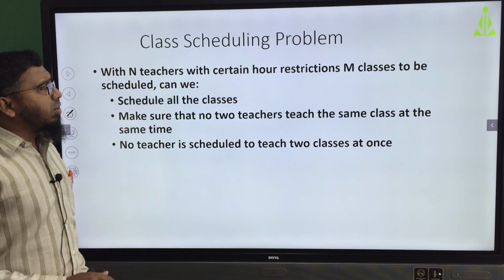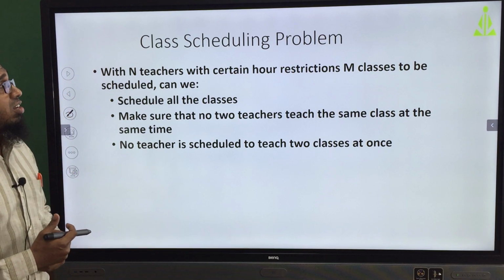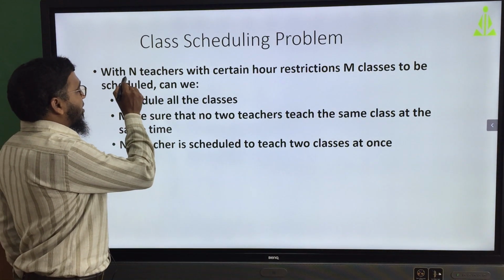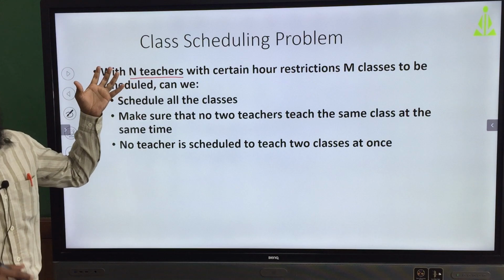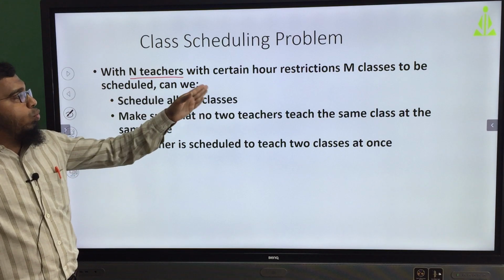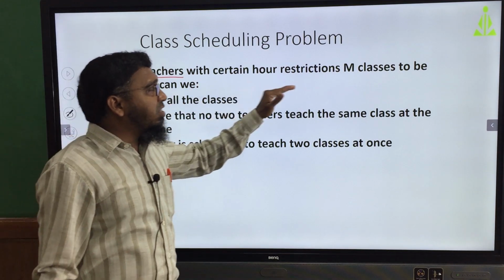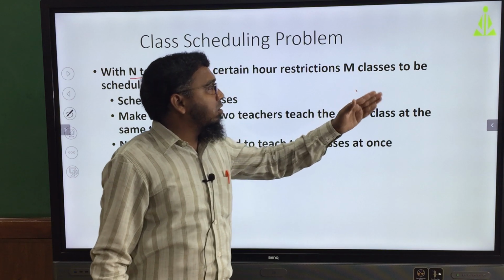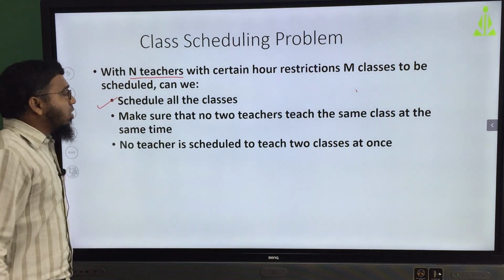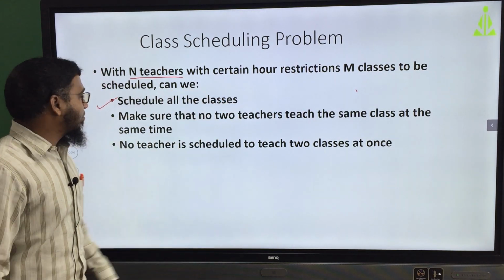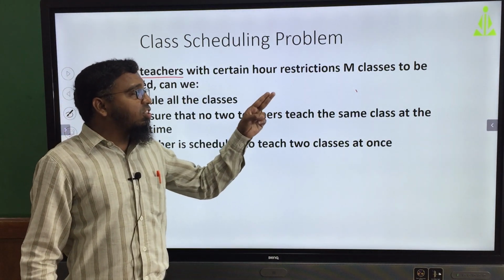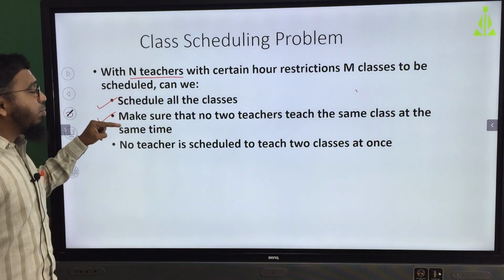So here, the class scheduling problem. Okay, with n teachers and certain hours restriction, m classes can be scheduled. So what are the conditions? Schedule all the classes and make sure that no two teachers teach the same class at the same time.